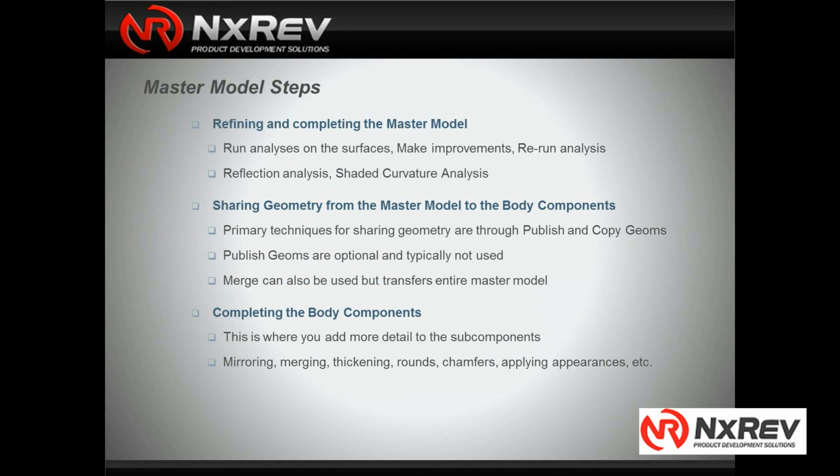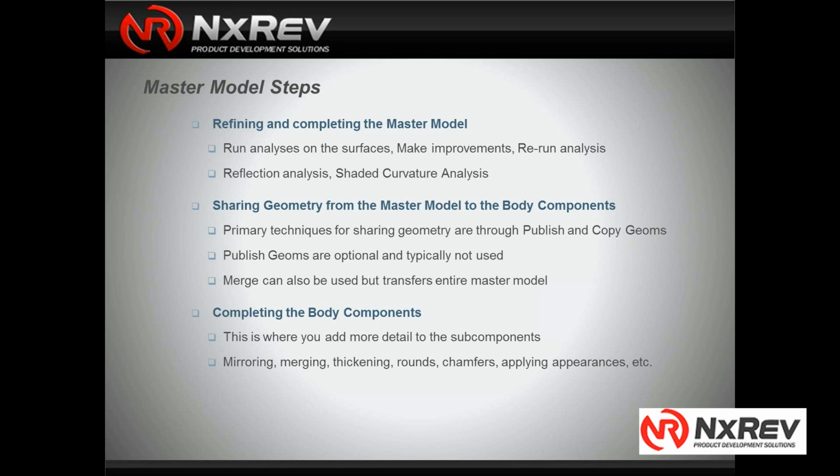Okay, so once we get the appropriate surfaces and information shared down into each piece part, then we can complete the model. So we can refine the subcomponents, the components that are part of the body, and add more detail. What I mean by that is you don't really want to add all the detail to the master model. You don't want to create a master model that has holes and chamfers and rounds and thickness and all these different things. You want to do that at the subcomponent level.